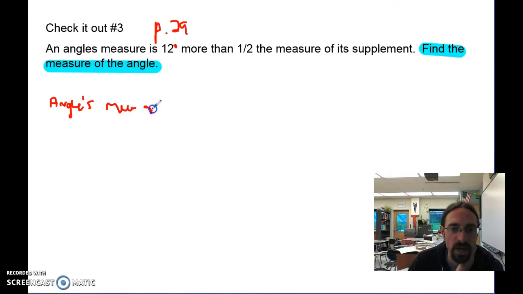Measure. Sorry that looks so bad, but you'll get over it. I know you guys, you're adaptable. So I am not leaving this problem until I fill in this blank. The measure of the angle.